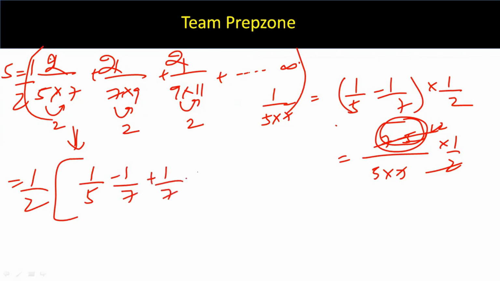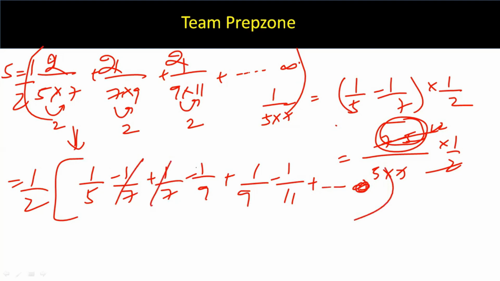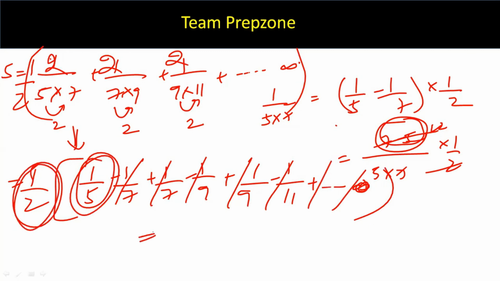Similarly, this is 1 by 7 minus 1 by 9. Similarly, 1 by 9 minus 11 till infinity. Last term हो जाएगी 1 by infinity, which is actually 0. तो यहाँ पे what you will observe, every alternate terms will get cancelled. So बचेगा इतना, सिर्फ 1 by 5, and this will be multiplied by 1 by 2. So this will give me 1 by 10 as your final answer.